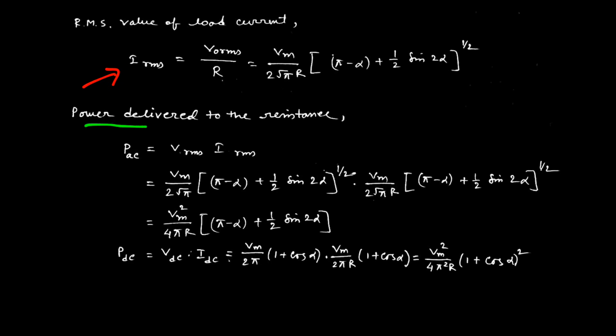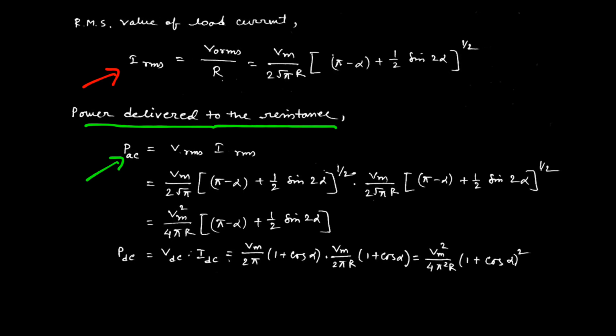So the power delivered to the resistance from the supply can be denoted by PAC. Because the power is delivered from the supply, and as we are using the AC supply, we write PAC, P for power and AC for the AC supply. That is equal to VRMS into IRMS. So already we have explained VRMS and IRMS.